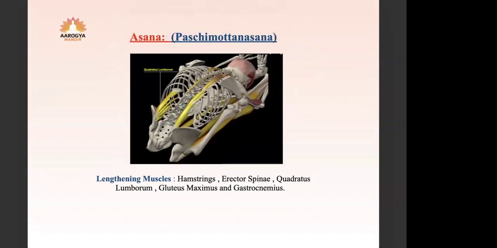You can see the quadratus lumborum over here. They are doing a forward bend. These are the erector spinae over here, and here you can see the quadratus lumborum getting stretched.